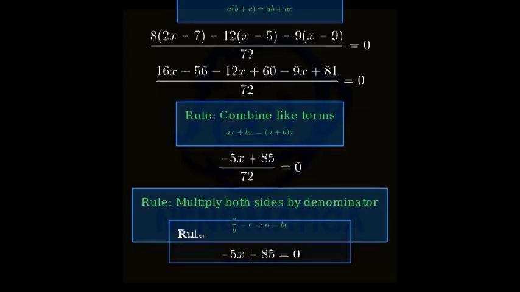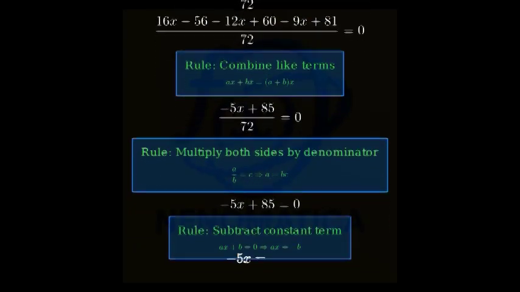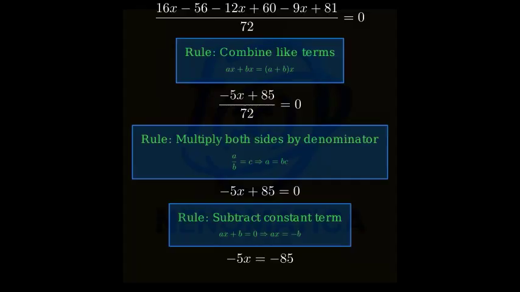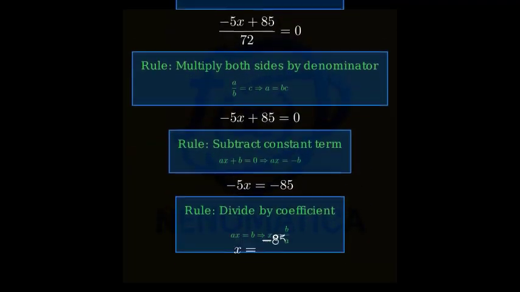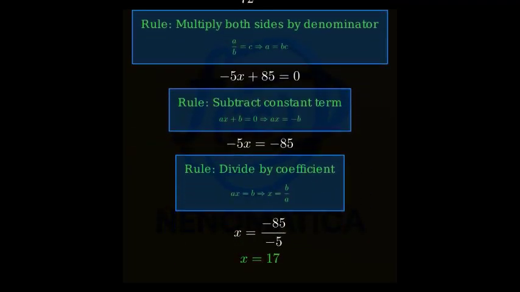Step 6. Now we'll solve for x. We subtract 85 from both sides to get negative 5x equals negative 85. Step 7. Finally, we divide both sides by negative 5 to isolate x. Negative 85 divided by negative 5 equals 17. Therefore, x equals 17. Let's verify our solution by substituting x equals 17 back into the original equation.